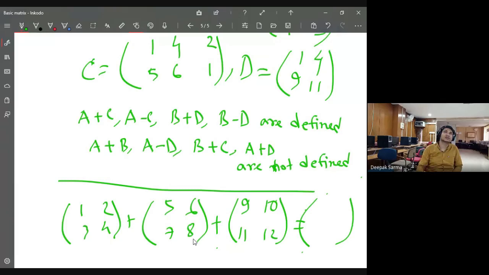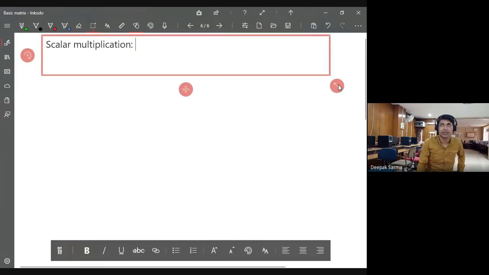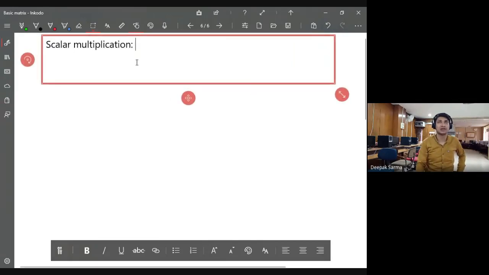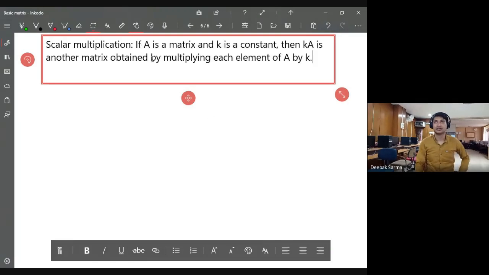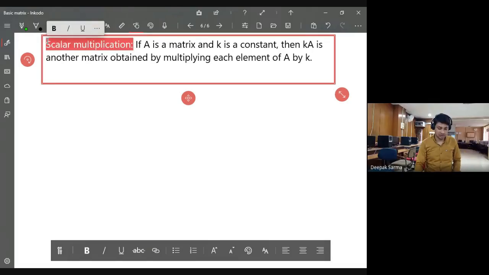So let us define what is scalar multiplication. What do you mean by scalar? If you know what the term scalar means, please write the definition. The multiplication by a constant, by a constant or any real number. Here constant means any real number.